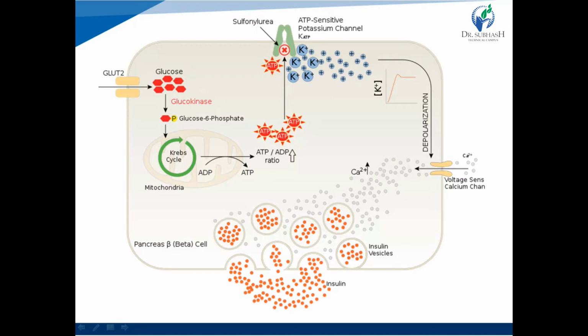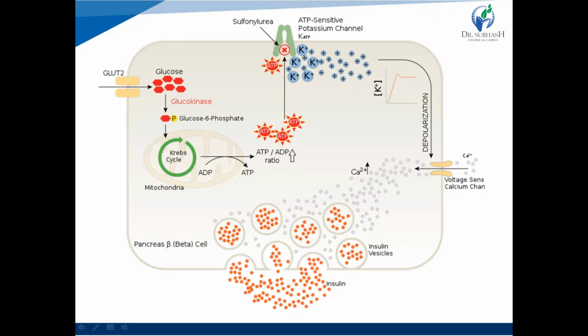Here we can see that this potassium channel is divided into 2 subunits. The first one is sulfonylurea receptor 1, and the second one is the inwardly rectifying potassium channel. Sulfonylurea binds with the sulfonylurea receptor 1 and blocks the efflux of potassium through this channel. The action of this channel is to efflux potassium from the beta cells to the outside.